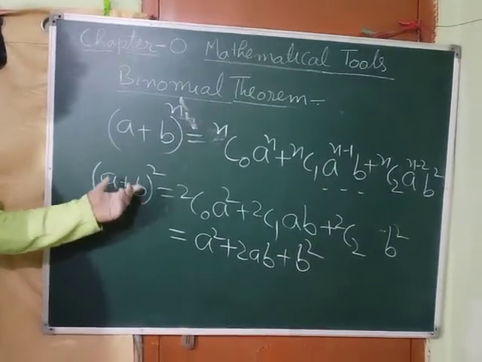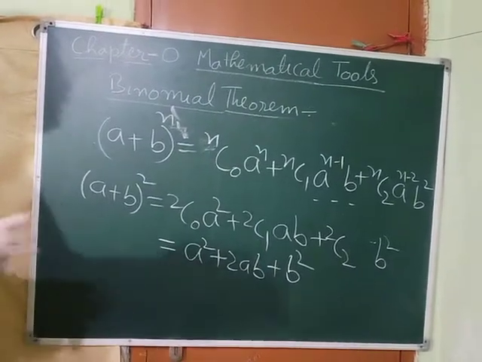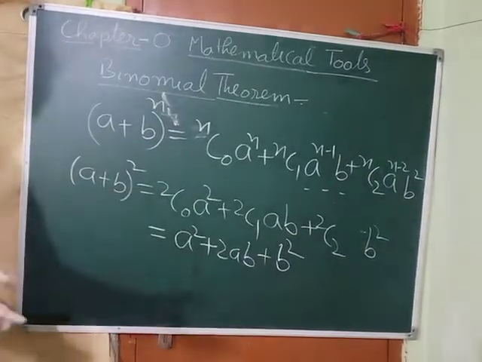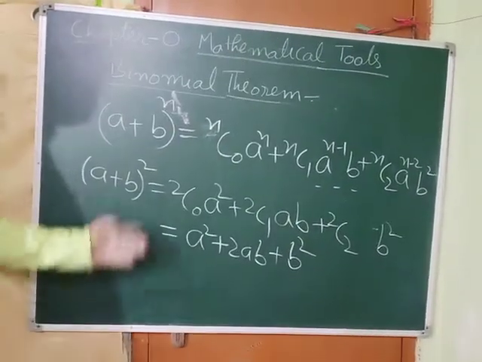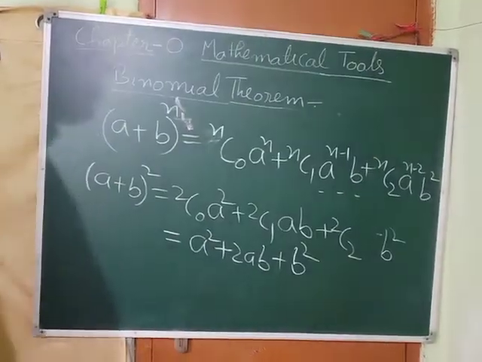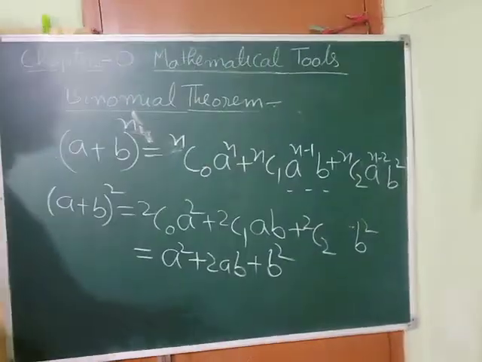You have to multiply a plus b into a plus b, 2 times, and then you will get a long result. Then you have to simplify, and then you will get the result. But here you can get it simply. Okay. This was known to you. This was one application. I am going to tell you one more thing.